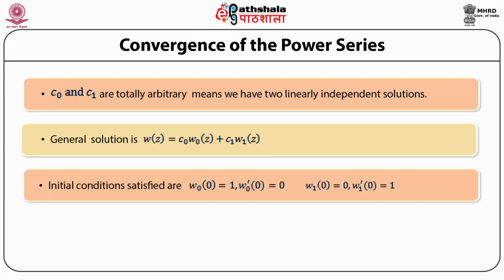Whereas w1(z) is the solution that satisfies the initial conditions: at z equal to 0, w1 is equal to 0, and at z equal to 0, the first derivative of w1 is equal to 1. Every solution of the differential equation is a linear combination of this fundamental set of solutions.